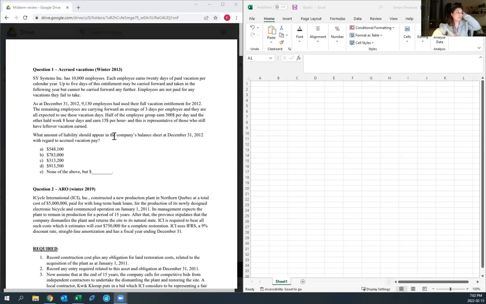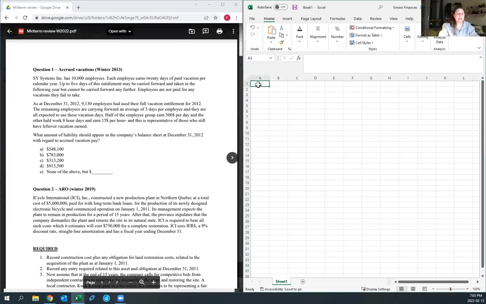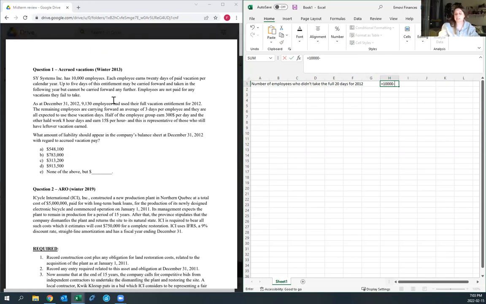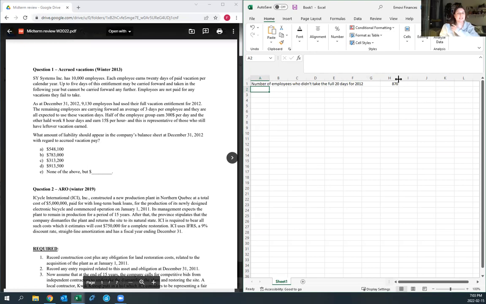different types of answers. So what they're asking us is, what is going to be our salaries or wages payable at December 31st, 2012? They're telling us that of the 10,000 employees, there's only a small number of employees that didn't take their full 20 days for the year. So the number of employees that didn't take their full 20 days is 10,000 employees, which is their total amount, minus those that have taken their full vacation entitlement, so minus 9,130. So it's 870 employees.